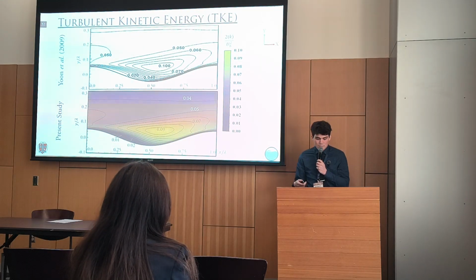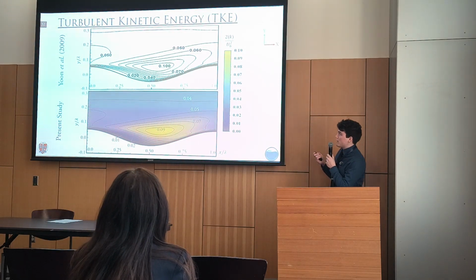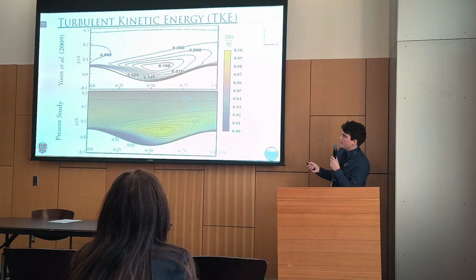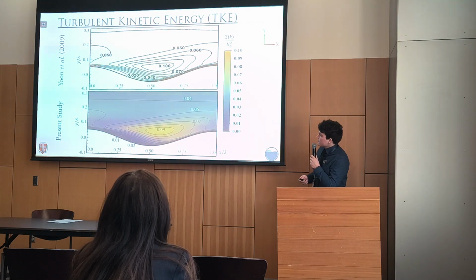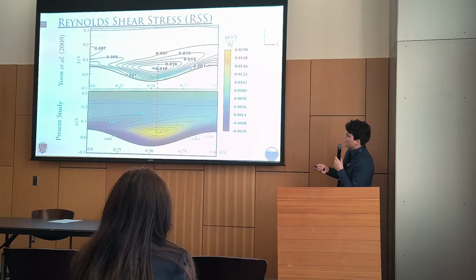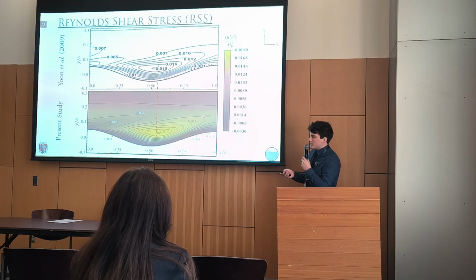The turbulent kinetic energy profiles have been normalized the same way, so the numbers do mean something. They are showing more TKE right here than we are, 0.09. But other than that, the profiles are the same shape. Reynolds shear stress contours: again, this is slightly higher than up here, but the shape is pretty much the same. And again, it's farther back in our study than in theirs.